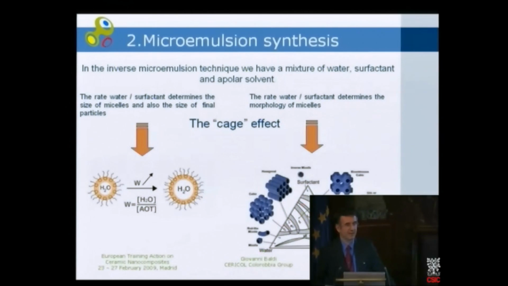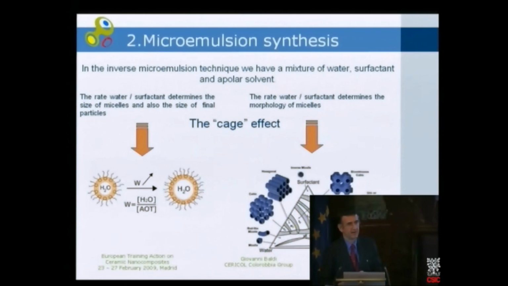And the final size of nanoparticles depends on the size and the form of the water droplet that has been created in the apolar solvent dispersion. This is the important point for this technique. In fact, the ratio of water to surfactant determines the size of micelles, and so the size of the final particle. This ratio also determines the morphology of micelles.